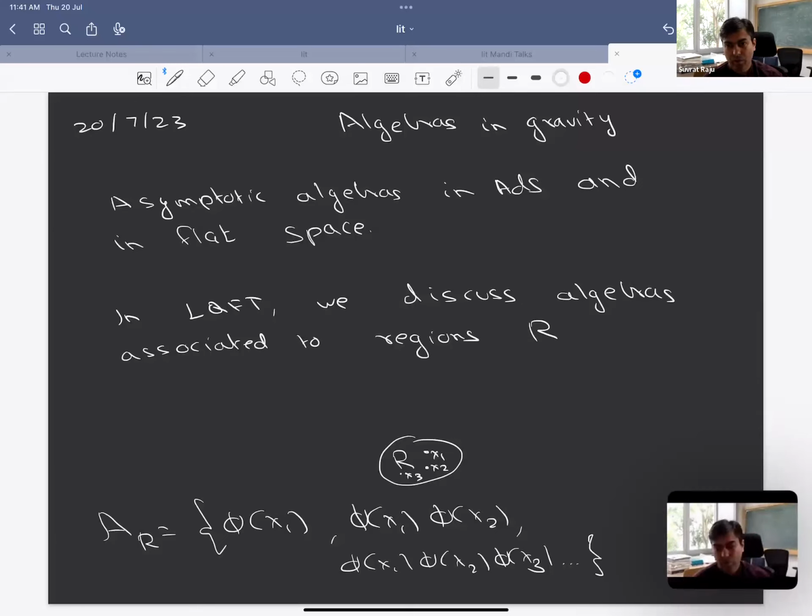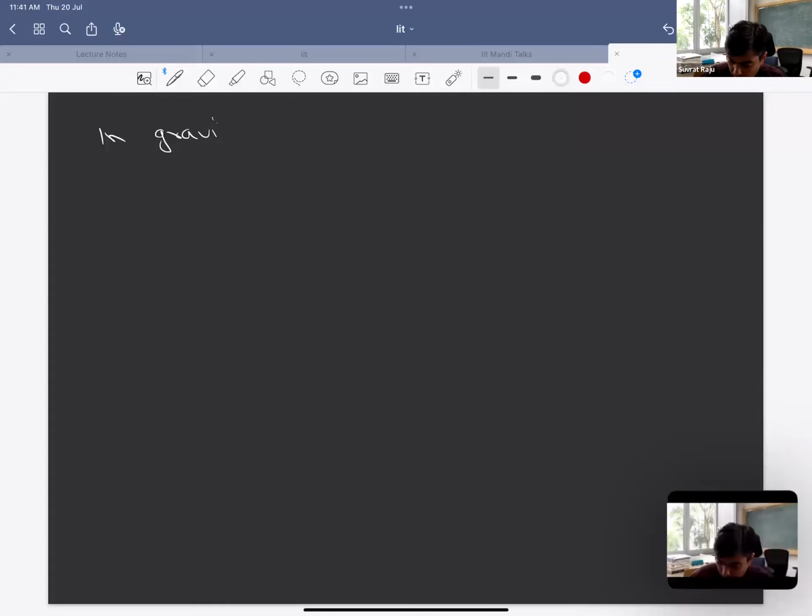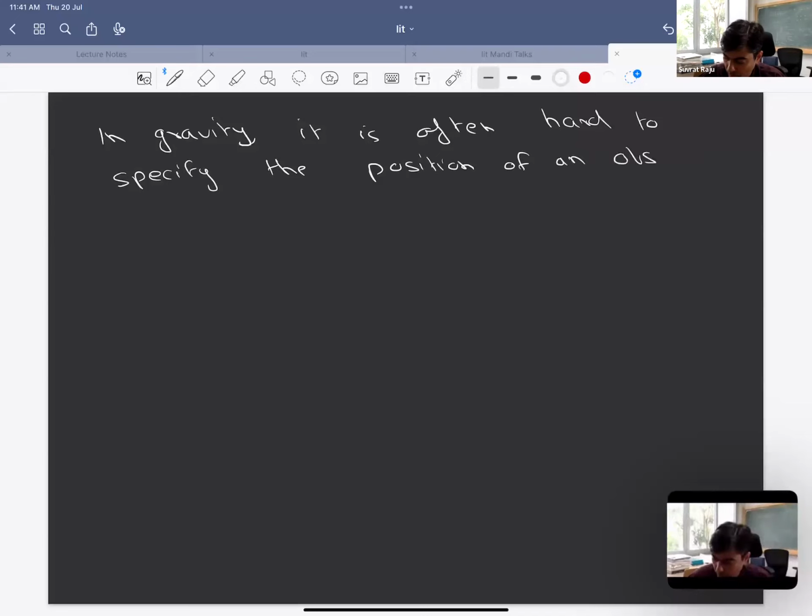And this is something of interest, and there's a lot of work that has been done on this. However, in a theory of gravity, it is often hard to specify the position of an observable. So there are often many ways of associating some algebra with the region R. And it might be that some of them are more natural than others, and some are not.